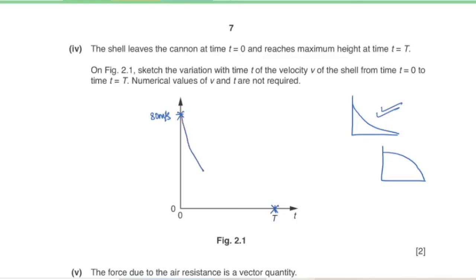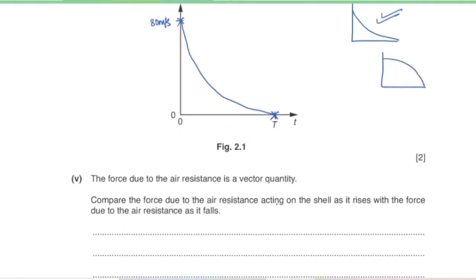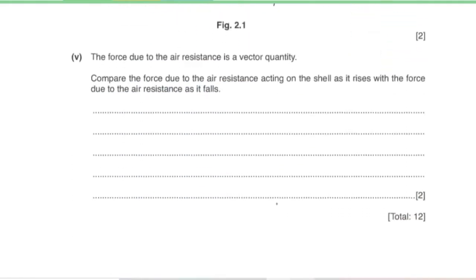So a decreasing acceleration and negative acceleration because it is moving against gravity. It is rising up in the air.